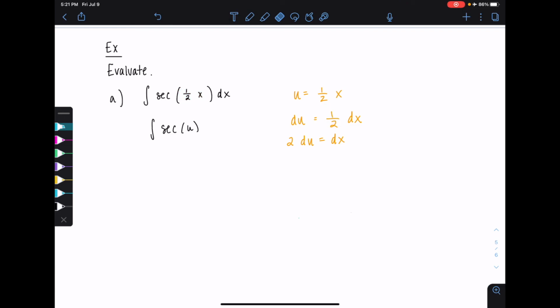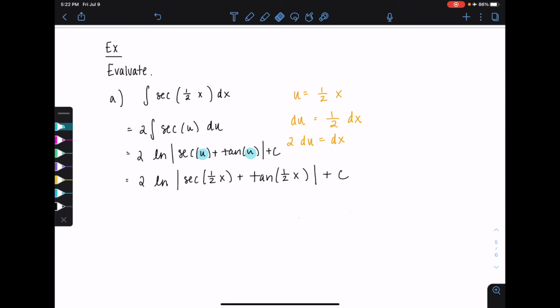So switching everything over, this becomes 2 times the integral of secant of u du. Using our table, the antiderivative of secant of u is natural log of the absolute value of secant of u plus tangent of u plus c. And again, I've got to go back to that starting variable, so I've got to use my u being 1/2 x. And so I get the antiderivative of secant of 1/2 x is 2 natural log of secant of 1/2 x plus tangent of 1/2 x plus c.